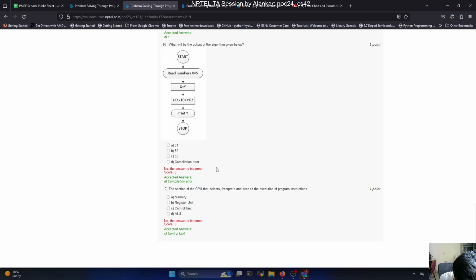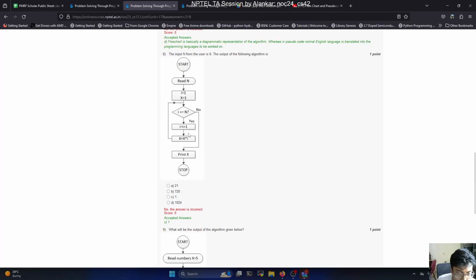So ALU stands for arithmetic and logic unit. This is the component of a CPU which does the calculations, either arithmetic calculations or logical calculations. Logical calculations would be something like i greater than or equal to n. Arithmetic calculations are arithmetic operations, for example, i equals i plus 1, x equals x multiplied by i. While i greater than or equal to n, which gives you true or false, is a logical calculation.